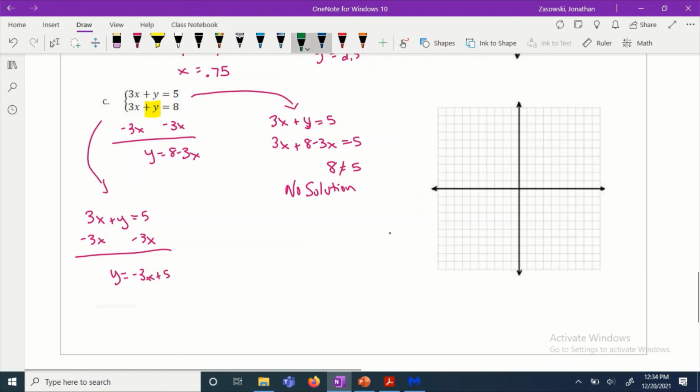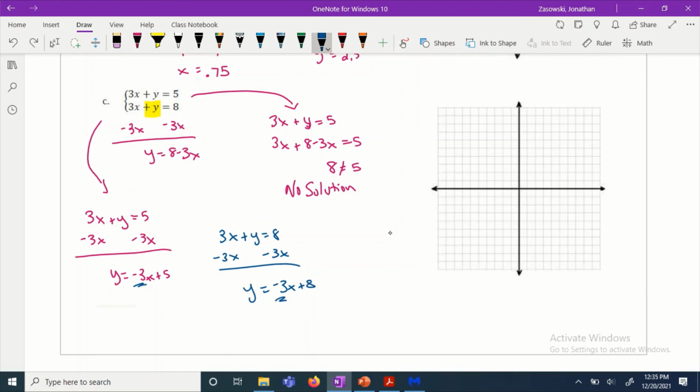And if we look at the second equation, 3x plus y equals 8, right? When we subtract 3x from both sides so that we can graph this, we're going to get y equals negative 3x plus 8. These slopes are both the same. So that means when I graph my line, okay, here's 8, and I go down 3, right 1, down 3, right 1, okay, I'm going to end up getting this line.